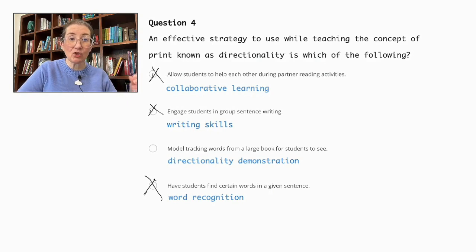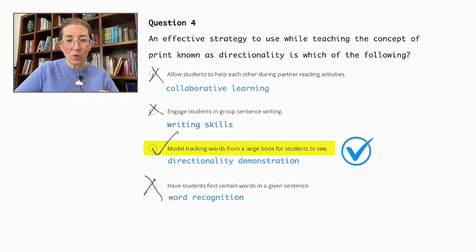By modeling tracking words with a finger or pointer, the teacher can clearly demonstrate the left to right and top to bottom directionality of print. This visual and hands-on approach helps students understand the flow of reading text, making it an effective strategy for teaching directionality. Therefore, model tracking words from a large book for students to see is the correct answer.